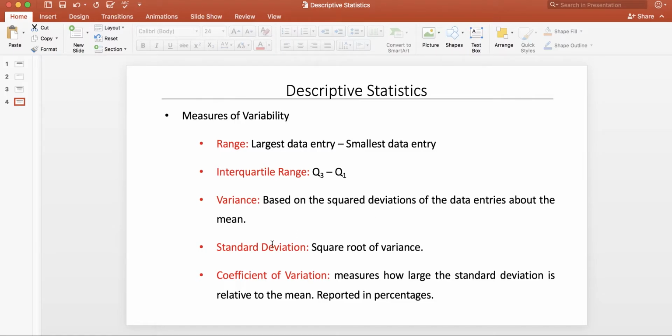Standard deviation is the square root of variance, and we are going to see how that could be helpful in comparison to variance calculation. And the last one that we are going to see is the coefficient of variation, and it measures how large the standard deviation is relative to the mean in your data. And we report the coefficient of variation in percentages. So that is important as well.